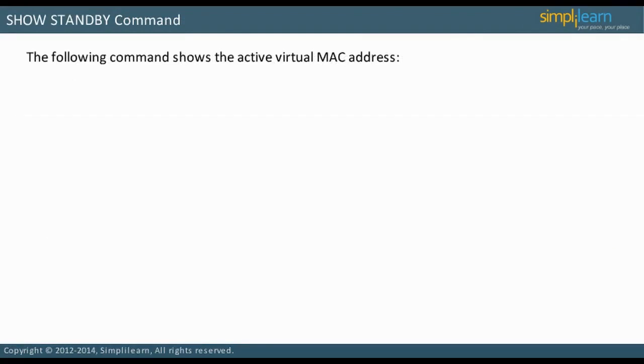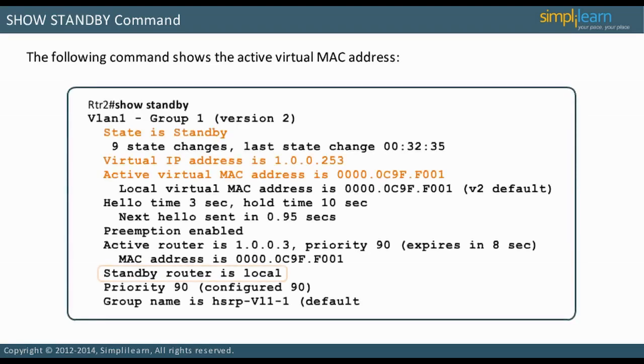Entering the show standby command on RTR2 provides even more information. Now you know the virtual MAC address as well as the virtual IP address. As seen on the image, the highlighted line says, Standby router is local. The local router is the router that we entered the command on. So RTR2 is the standby, not the active router. Take some time to review the output. In the next slide, let us look into VRRP.